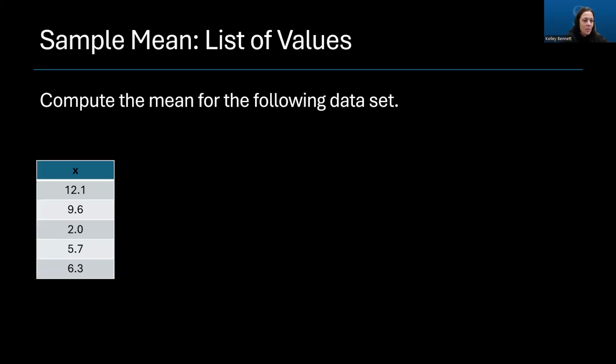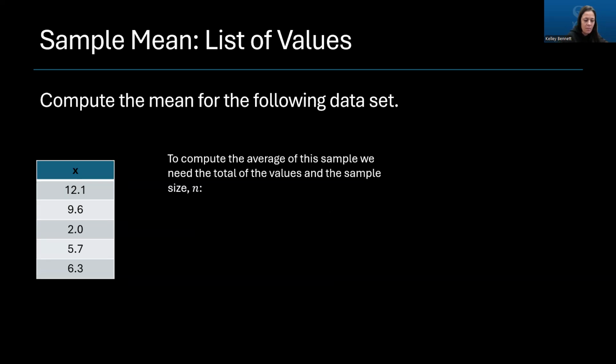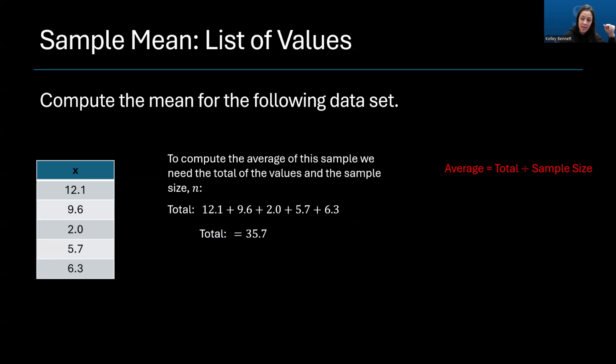Here's another example. Compute the mean for the following data set. So you don't always need to have a story with your data. This is just a list, no context. We're going to do the same thing. We are going to need the total of the values and we need the sample size n because the way that we compute our average is total divided by sample size. So here our total will be 12.1 plus 9.6 plus 2.0 plus 5.7 plus 6.3. So the total is 35.7.